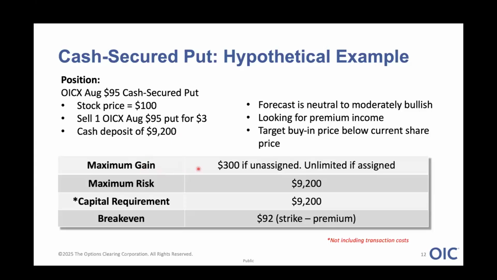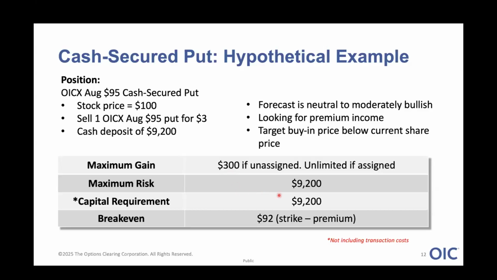Our maximum gain is going to be that $3 that we took in for the option, which actually is $300, because remember, anytime you see a price in the options market, it's per share, and every contract is the right to buy or sell 100 shares. So you have to multiply the price that you buy or sell your options for by 100 to get the true price. That's why when we sell an option for $3, we actually take in $300. That's the maximum gain should we not get assigned on this position.